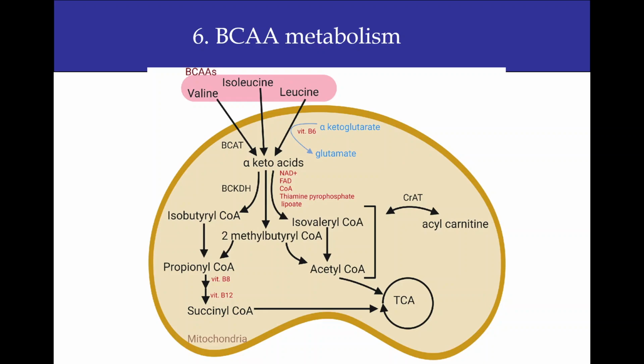All of them? No. Leucine will only give rise to acetyl-CoA, so it is exclusively ketogenic. Isoleucine will give rise to both, but valine will give rise only to succinyl-CoA. So we have a glucogenic, a keto and glucogenic, and a ketogenic.